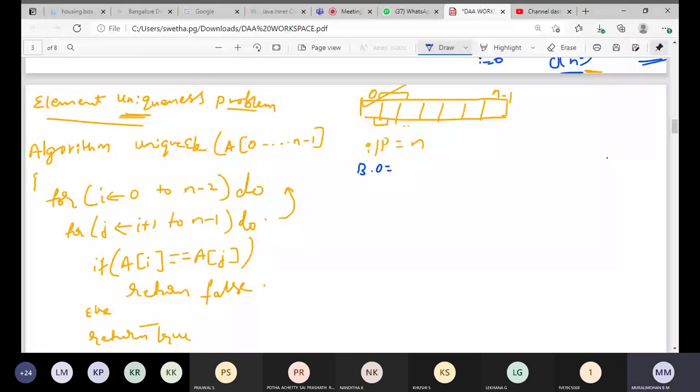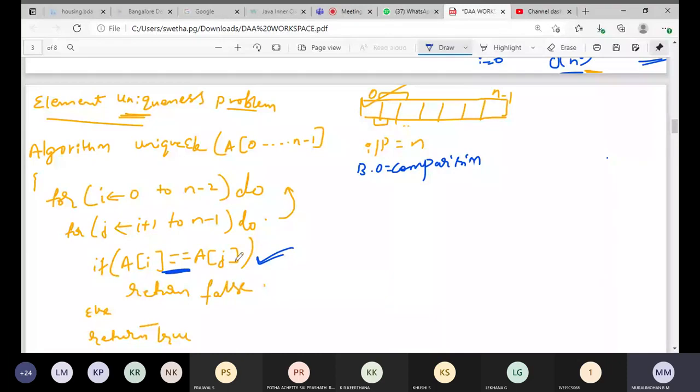Which statement will be executed the most times here? Is it this one, a of i is equal to a of j? For each j loop this will be executing, and for each i loop, j and this will be executing. So this statement executes for j as well as for i. So here the basic operation is comparison. If a of i is equal to a of j is the most executed statement, executed the most number of times, for each j and for each i.